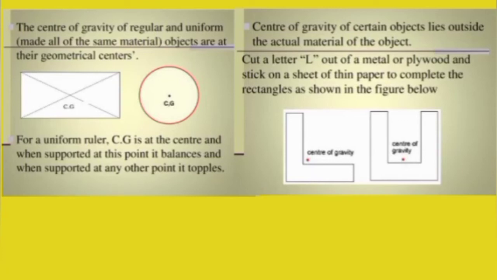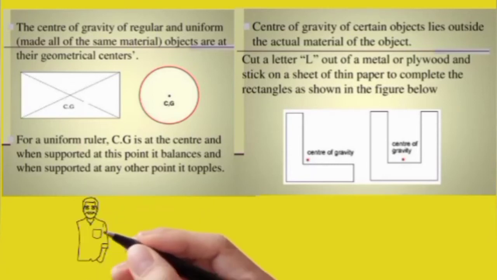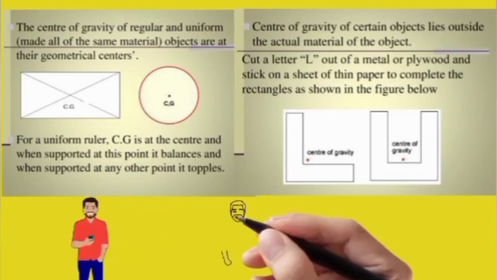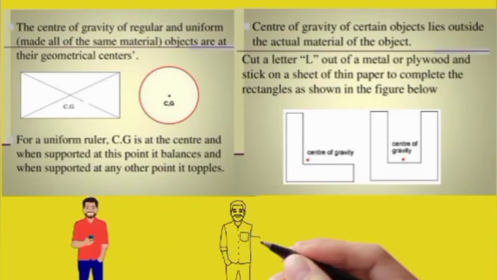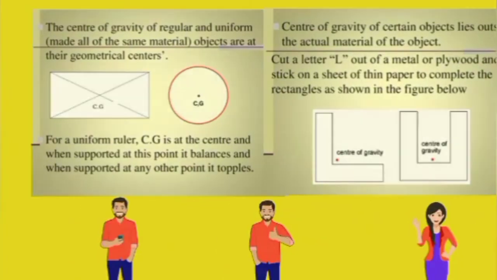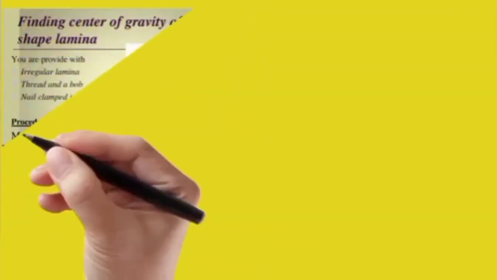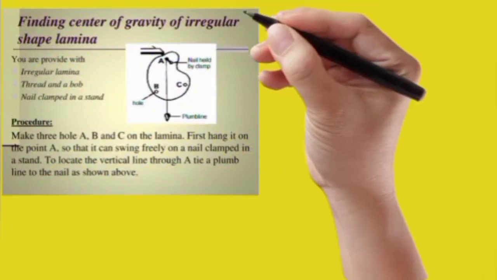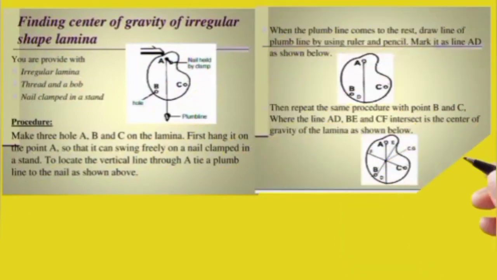The center of gravity of certain objects lies outside the actual material of the object. For instance, you have this L shape and the U shape. Cut a letter L out of a metal or plywood and stick it on a sheet of thin paper to complete the rectangle as shown. Now you can see that the center of gravity is a bit different from a uniform sphere or a uniform rectangular block.